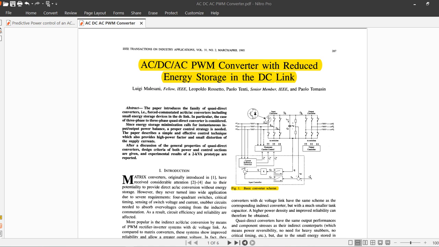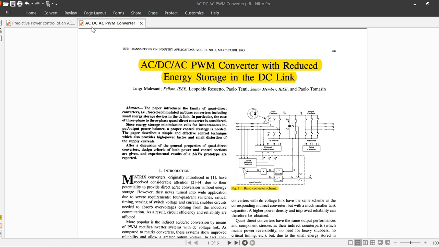Today in this video we are going to discuss the AC/DC/AC converter with energy storage in the DC link. After that, we will guide you how to deploy and implement it in the Matlab Simulink software. First of all, we need to see what the topology of the AC/DC/AC PWM converter is, then what the open loop is, and then what the control loop is for this kind of converter.